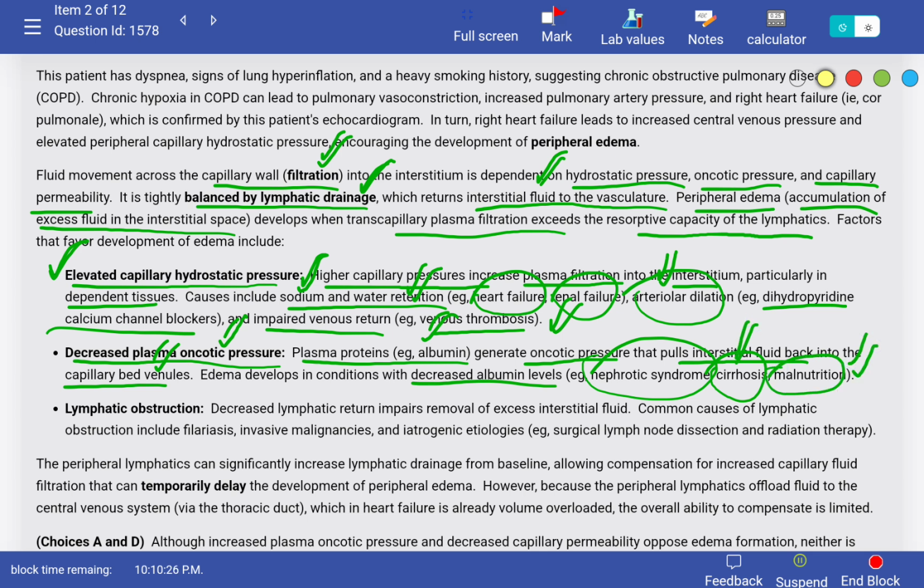And the other thing is lymphatic obstruction, because this is the most important thing regarding this, because decreased lymphatic return impairs removal of excess interstitial fluid. So common causes of lymphatic obstruction include filariasis, invasive malignancies, and iatrogenic etiologies. They have also given MCQs on invasive malignancies. We will talk about that. For example, in iatrogenic etiologies, we have surgical lymph node dissection and radiation therapy.